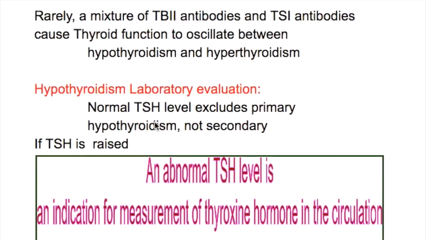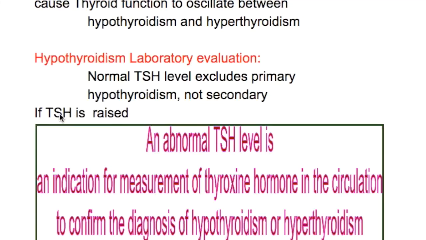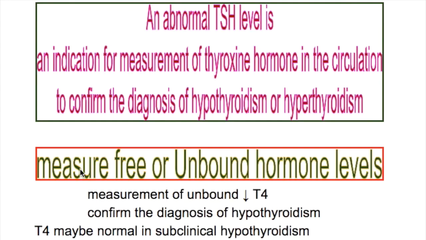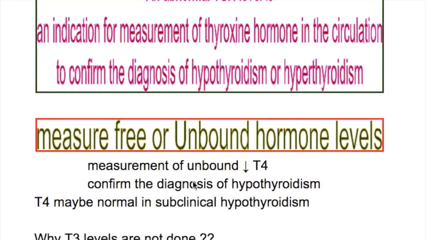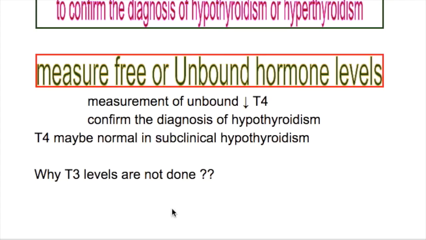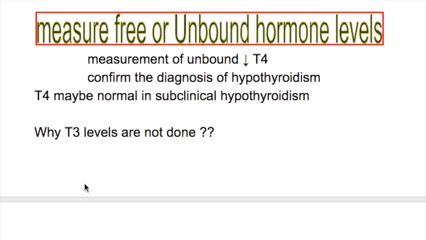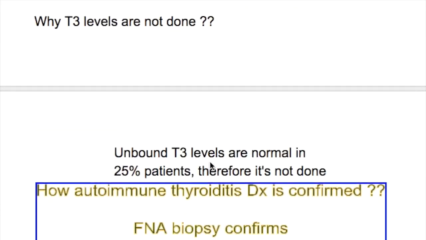Laboratory evaluation of autoimmune hypothyroidism. Normal TSH level excludes primary hypothyroidism but not secondary. So if TSH is raised, measure unbound or free T4 level. Measurement of decreased unbound T4 confirms the diagnosis of hypothyroidism, but T4 may be normal in subclinical hypothyroidism. Why is T3 not done in hypothyroidism? Because unbound T3 is normal in 25% of patients, therefore it's not done. And why is it normal? Because of increased conversion of T4 to T3.